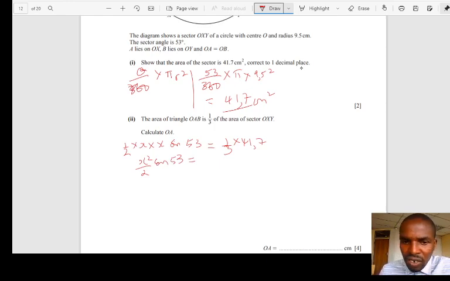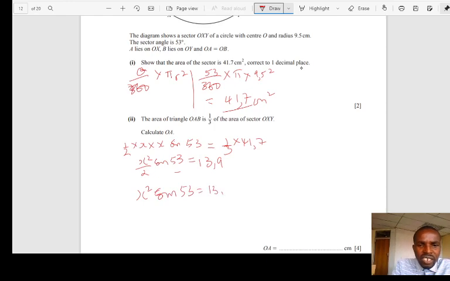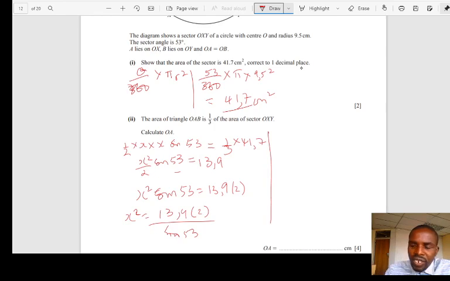41.7 divided by 3, you get 13.9. Then you multiply by 2, then divide by sine 53. Let me do it step by step. These are 4 marks. 13.9 by 2, that's cross multiplying. Then after that you divide by sine 53. So it will be X squared equals 13.9 times 2 over sine 53, like this.